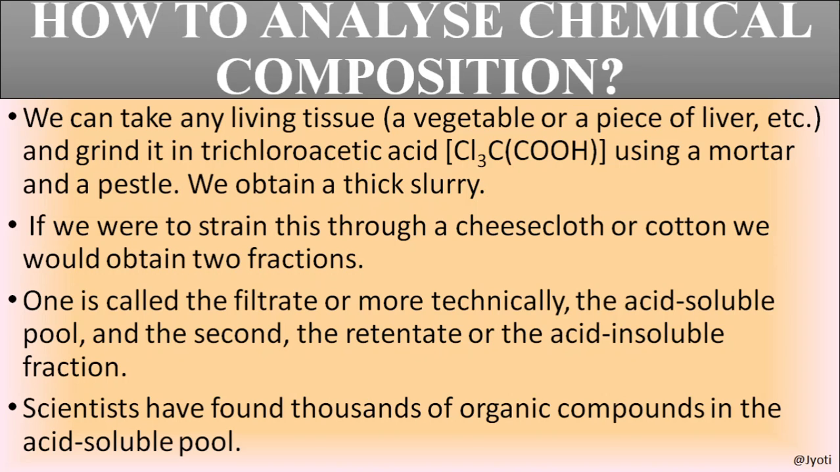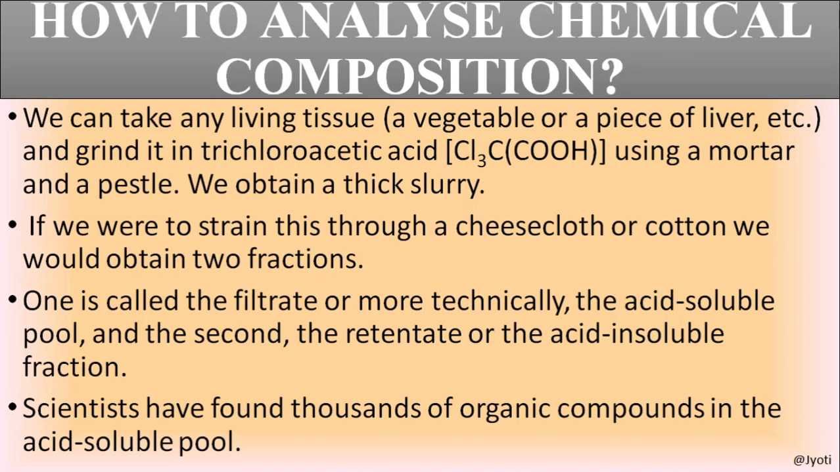Then we have to strain this through a cheesecloth or cotton so that we'll get two fractions. One is called the filtrate, and more technically the filtrate is the acid soluble pool, and the second one is the retentate or the acid insoluble fraction. When we strain it, whatever remains in the cotton or cheesecloth is the acid insoluble fraction, and the fluid part, that is the filtrate, is the acid soluble pool.